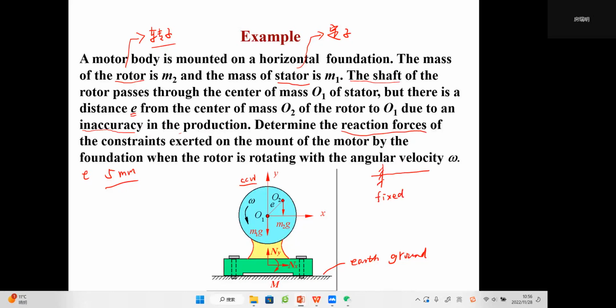We call this kind of constraint a fixed constraint. It's fixed here, it's never changed. So it has 0 freedom, right? It cannot move along the X direction. It cannot move along the Y direction. It also cannot rotate around any axis.